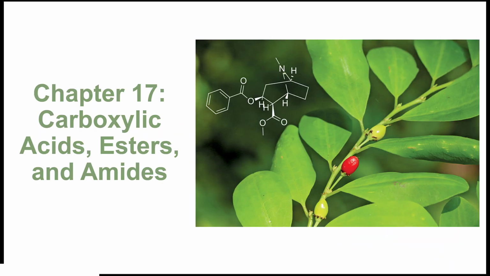Here in Chapter 17, we'll be looking at carboxylic acids, esters, and amides. In the picture here, you can see the leaves of a coca plant, and from that can be extracted cocaine. The structure contains two esters. Cocaine, as you may know, is an addictive stimulant.